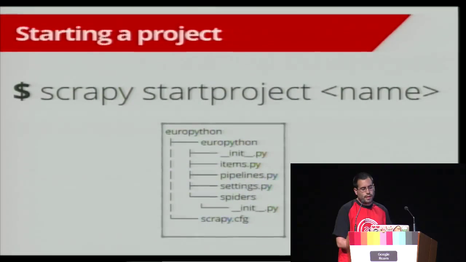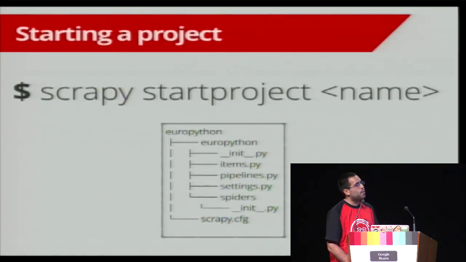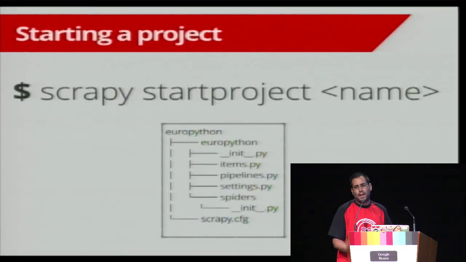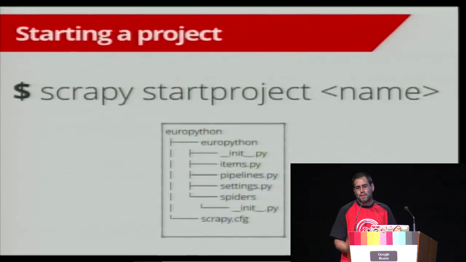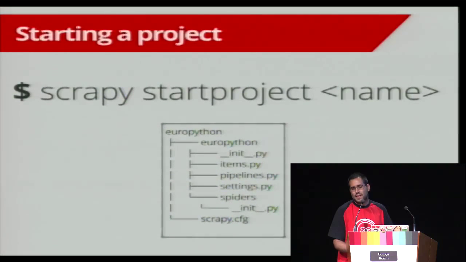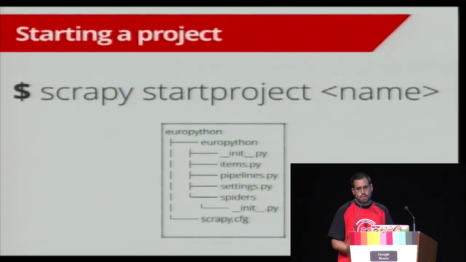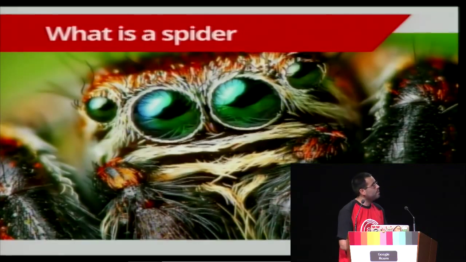Let's start a Scrapy project. It's scrapy startproject and the name of the project, and it creates a layout. This is very similar to what Django does. We got a lot of ideas from Django. It's a really good project. What I really like about Django is that it offers a unique way of doing things that works well every time. And Scrapy enforces that, and I really like it.